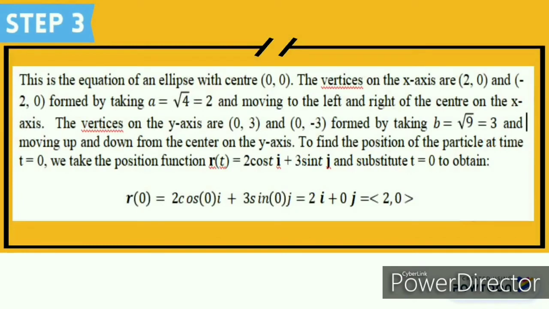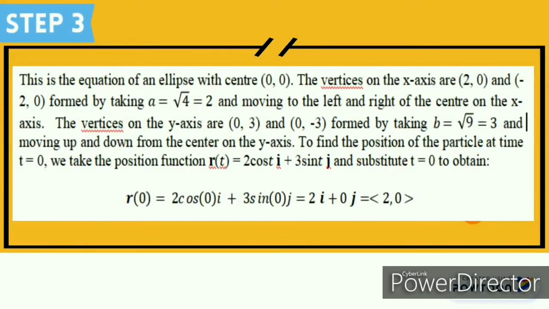From the graph, we can see that the equation is an ellipse with center 0, 0. The vertices on the x-axis are 2, 0 and -2, 0, formed by taking a equal to square root 4, which is 2, and moving to the left and right of the center on the x-axis. The vertices on the y-axis are 0, 3 and 0, -3, formed by taking b equal to square root 9, which is 3, and moving up and down from the center on the y-axis.